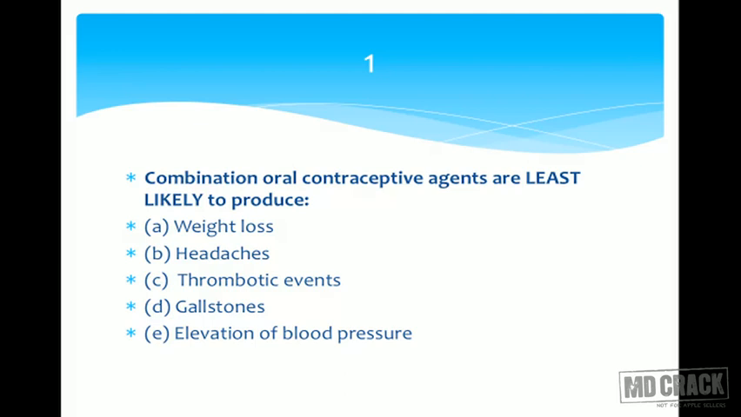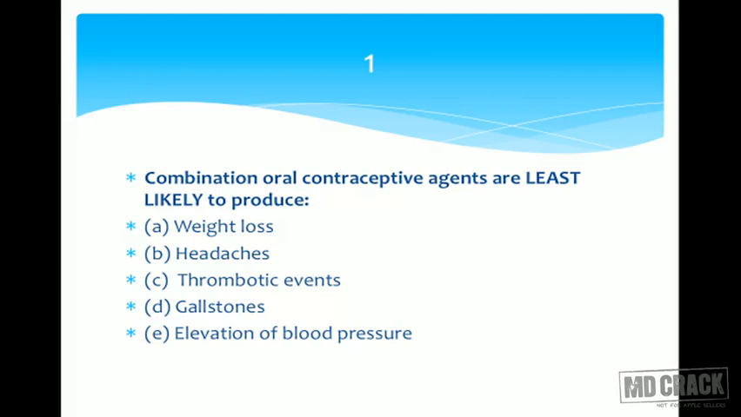Next one, thrombotic events. Yes, there are thromboembolic phenomena. That's an important severe adverse effect of estrogen therapy. Headaches. Headaches are common to both estrogens as well as progesterones. Both are known to produce headaches, and estrogens are likely to produce migraine headaches. And the choice A is weight loss.